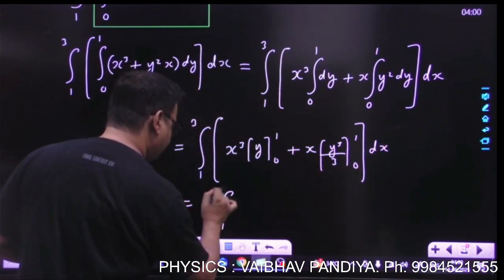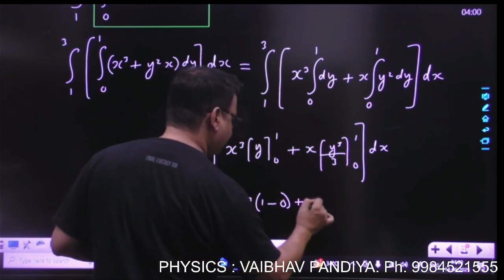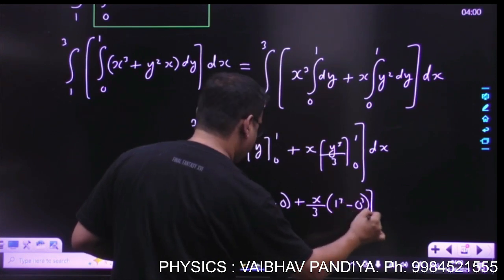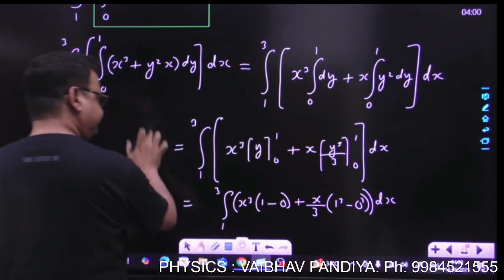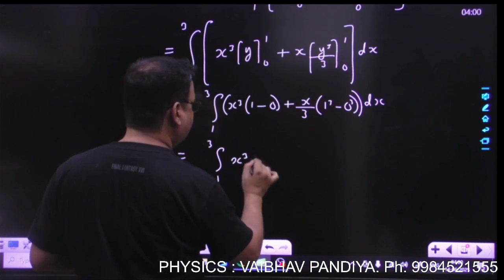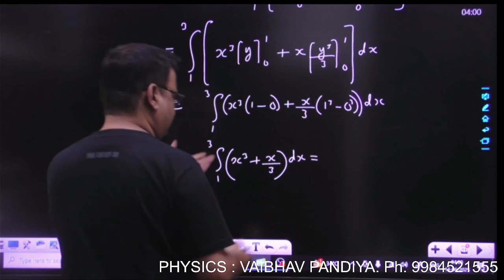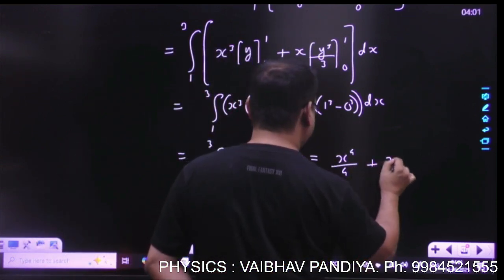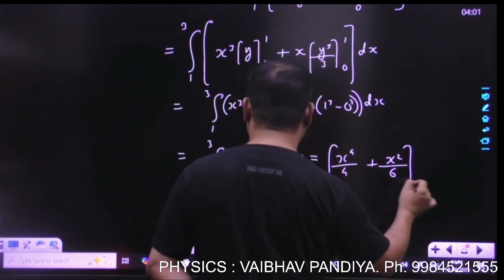So I will get 1 to 3 and I will get x cube, you will get 1 minus 0 plus x by 3, 3 can be taken out, you will get 1 cube minus 0 cube, okay, and dx. So your answer will come to be 1 to 3, and this will be x cube plus x by 3 dx, correct? Now we can integrate it straightforward. So your answer will be x4 by 4 plus x square by 2, and 3 is already there in the denominator. So we'll get 6 within the limits 1 to 3.